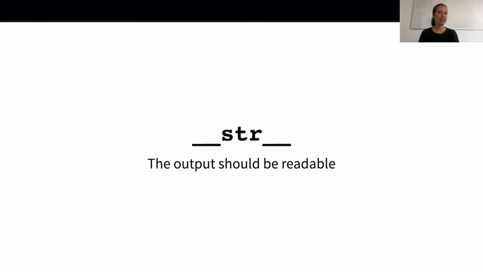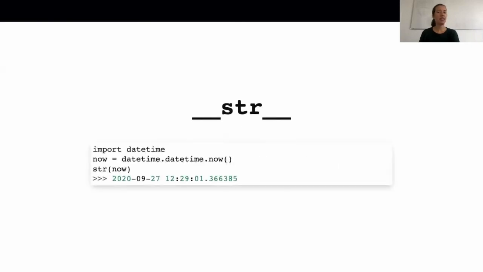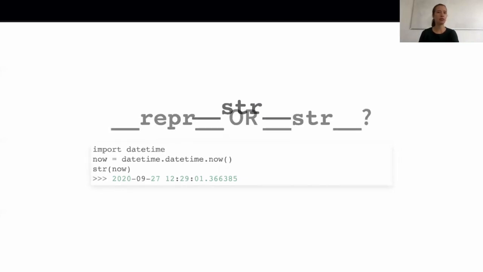Going back to our datetime example, we can see that the output of str of now gives a very different representation compared to repr of now. This output allows us to immediately see what date and time the object is representing. So the big question is, which of these two methods should we use?